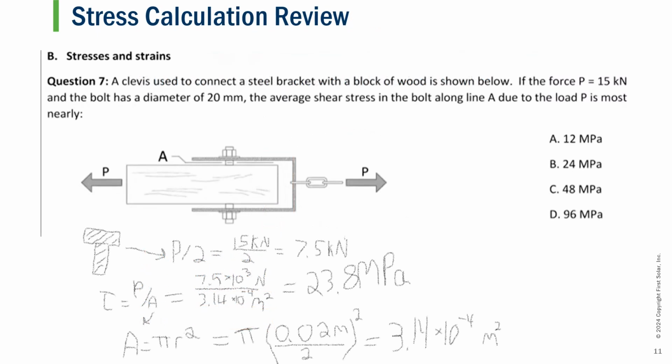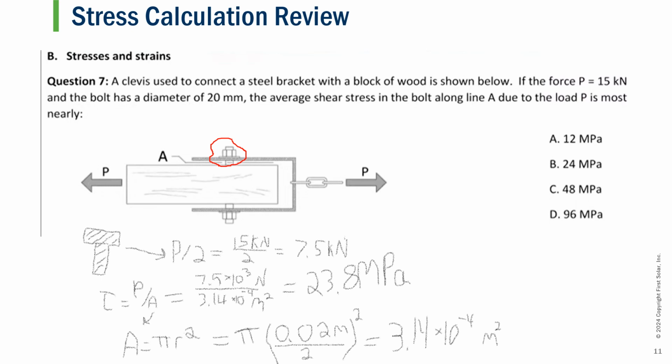And then lastly, just looking at another stress calculation, this question is also asking, a clevis is used to connect a steel bracket with a block of wood. It is subject to a force of 15 kilonewtons with the bolt having a diameter of 20 millimeters. It's looking for the average shear stress in the bolt at point A due to this force P.